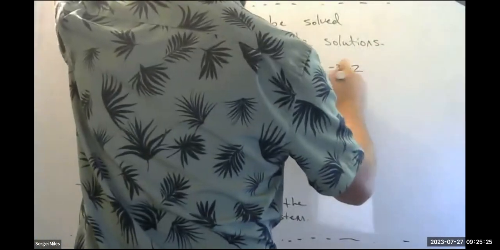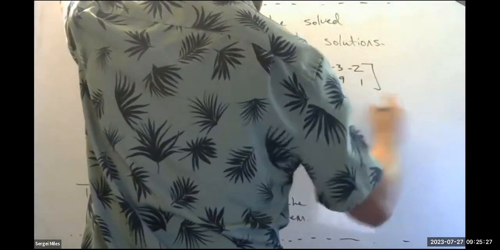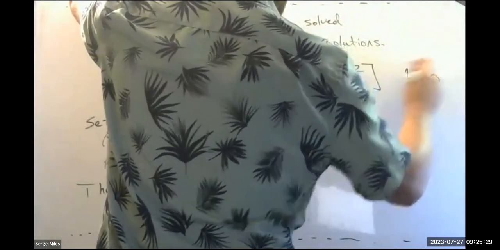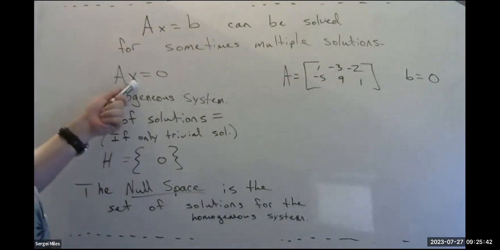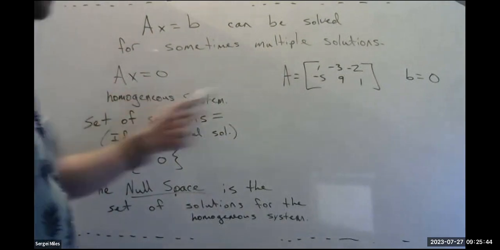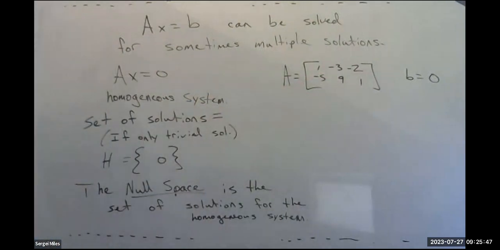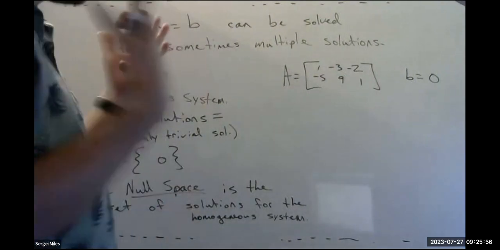-5, 9, 1. And we want to set it equal to the 0 vector. So we're talking about a homogeneous system. When we're trying to find the null space of A, the null space of A is the set of X that when I multiply it with A, I get out 0, right? In other words, the null space is another way of saying I want to find the solutions to the homogeneous system. Okay, so again, this isn't a new problem.